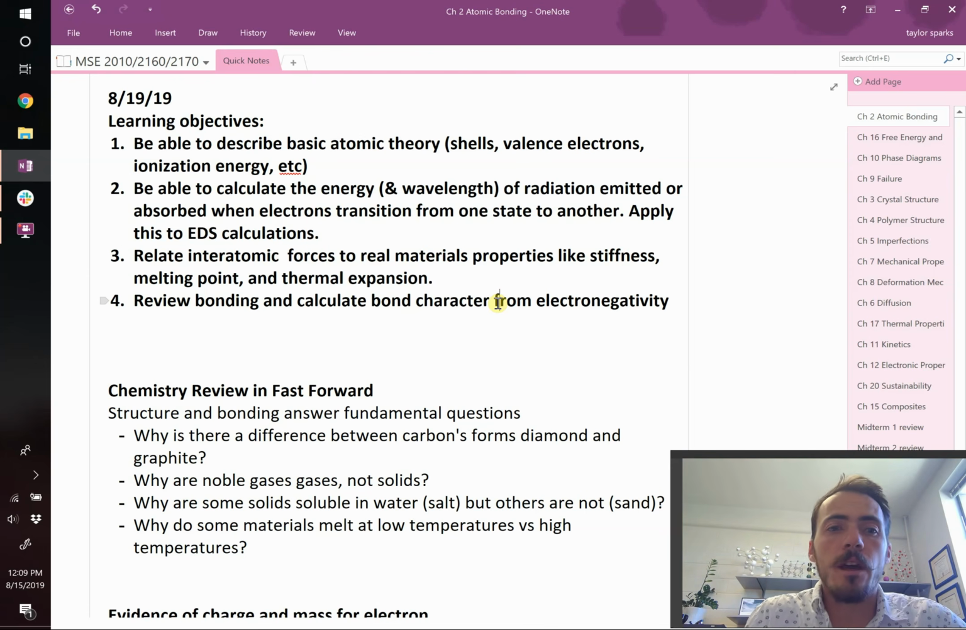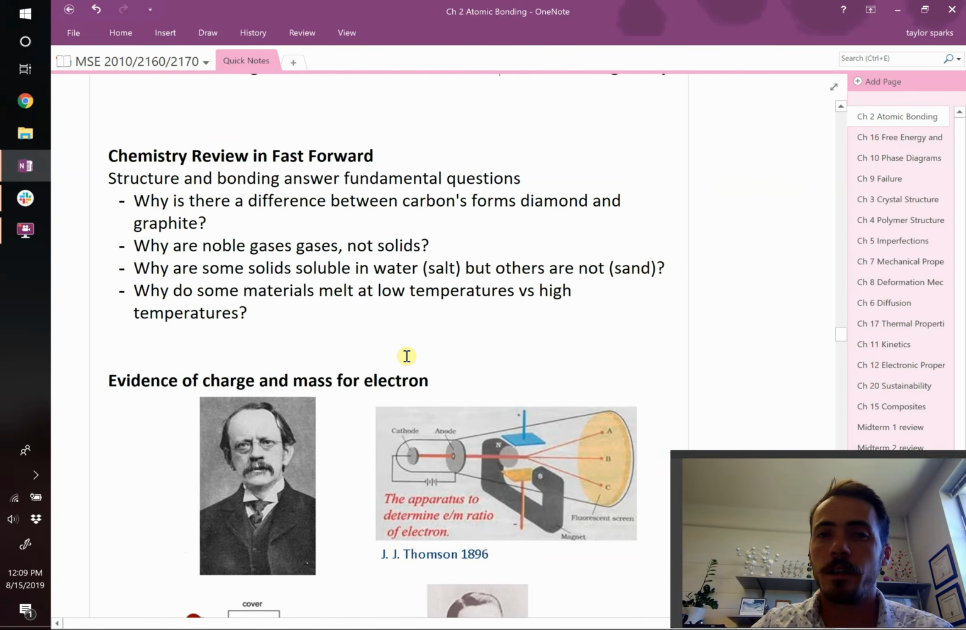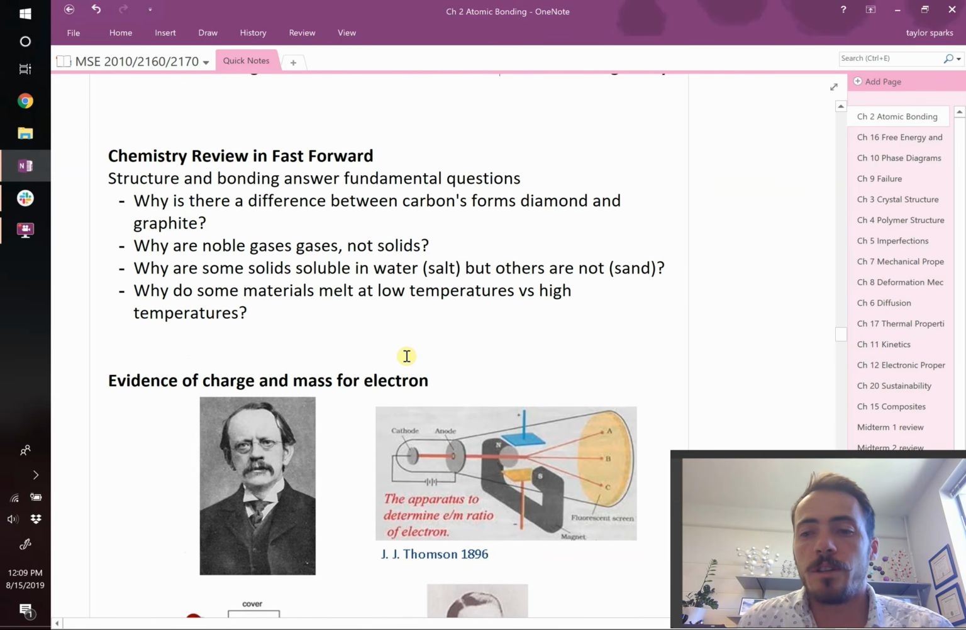The third thing is I want you to be able to relate interatomic forces to real materials properties, things like stiffness, melting point, and thermal expansion. And lastly, I want to review bonding and calculate bond character from electronegativity. Again, a lot of this is things that you should have seen in your Gen Chem 1 class. If you've taken Gen Chem 2, great, but this is Gen Chem 1 stuff. So we're going to go through it as a review. We'll do it pretty quickly.